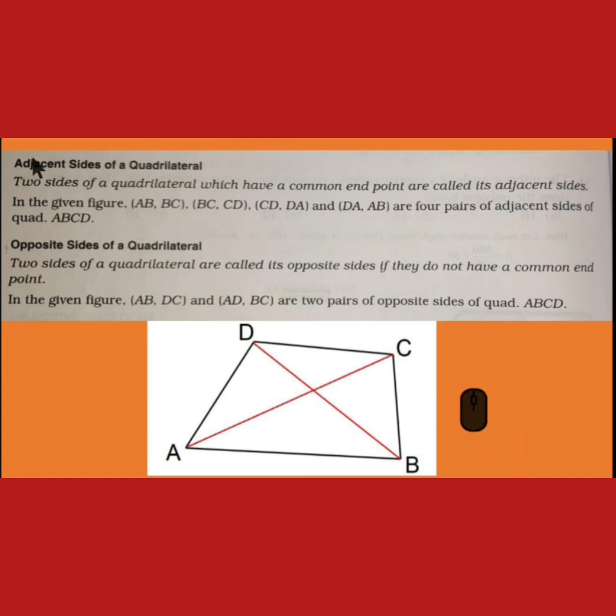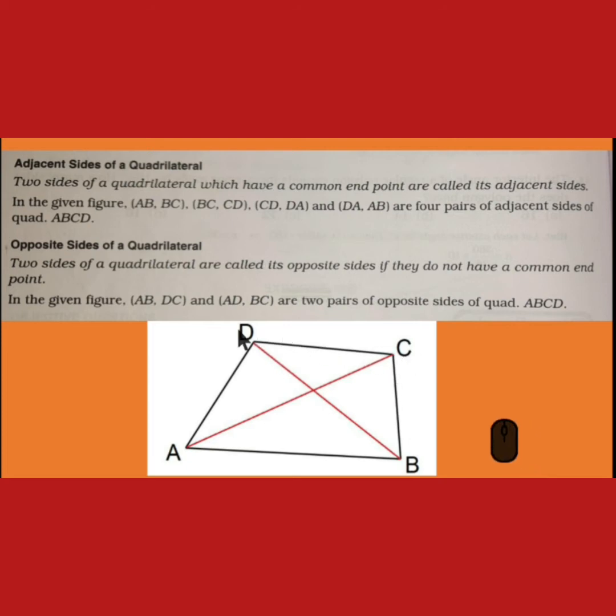Next is adjacent sides of a quadrilateral. So what are the adjacent sides? 2 sides of the quadrilateral which have a common endpoint are called its adjacent sides. So when we take AB and BC, the common point is B. So AB and BC are adjacent sides. Similarly, in BC and CD, the common point is C. So BC and CD are adjacent sides.